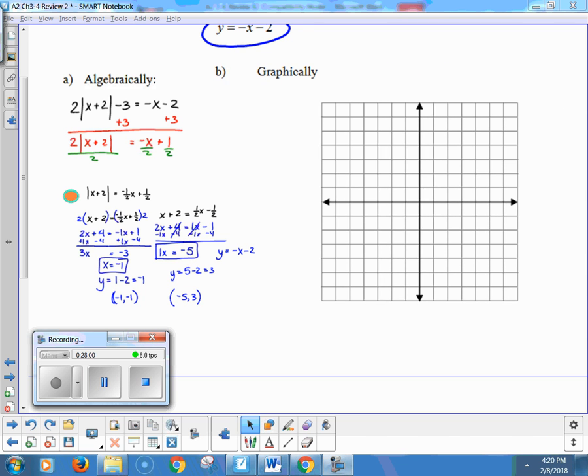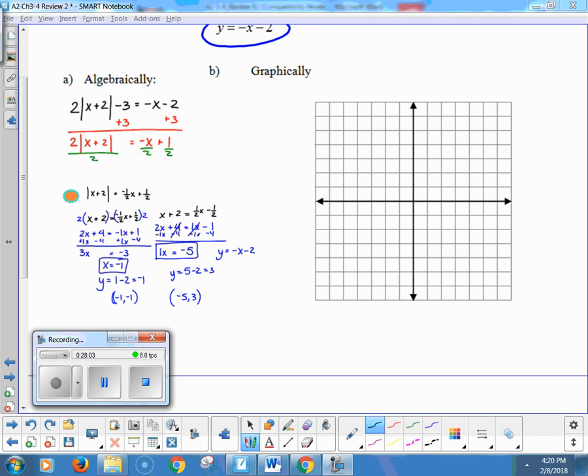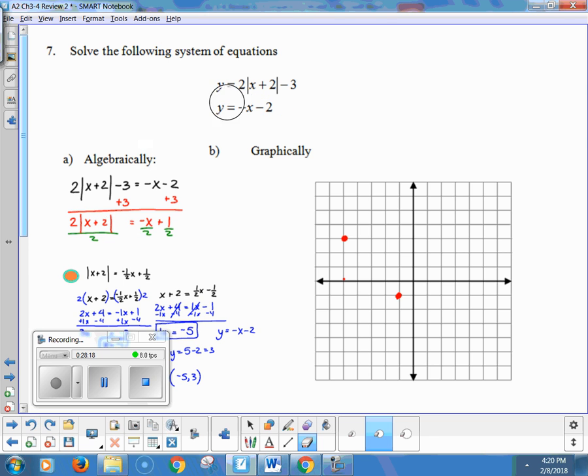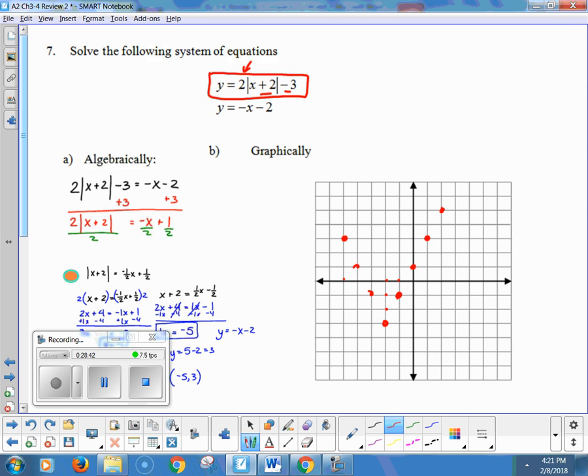Okay, and now we're supposed to solve this thing graphically. And if we did our math right, our functions should cross at negative 1, negative 1, and at negative 5, 3. So let's just graph these things. Top function. The top function is an absolute value function shifted backward 2, down 3. So backward 2, down 3, and it has a slope of 2. So rise 2, run 1, rise 2, run 1, rise 2, run 1. And we've made our V.